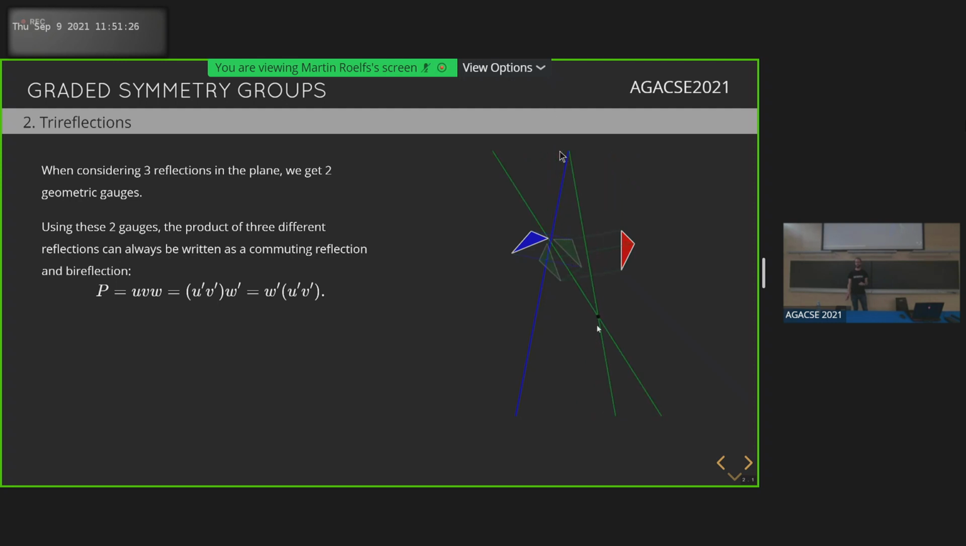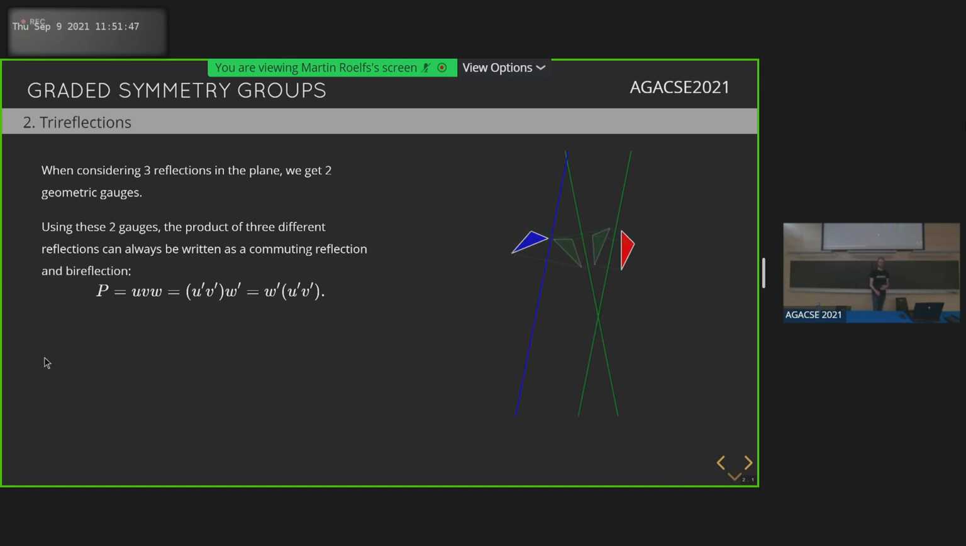So we first rotate about this one until it's orthogonal here. Then we start changing our pivot point. And now these two lines become parallel. So that gives you a translation. And we have the other reflection left here. So it is a reflection along the blue axis followed by a translation along that axis.